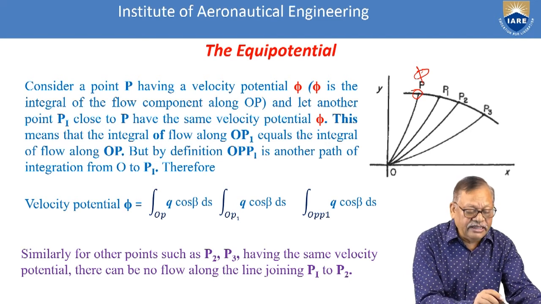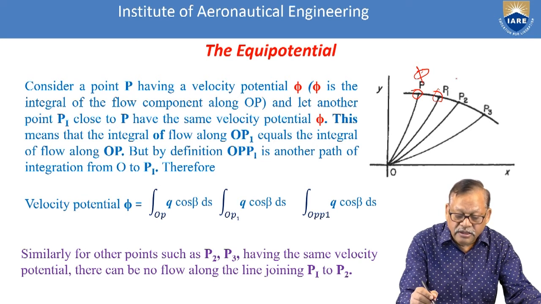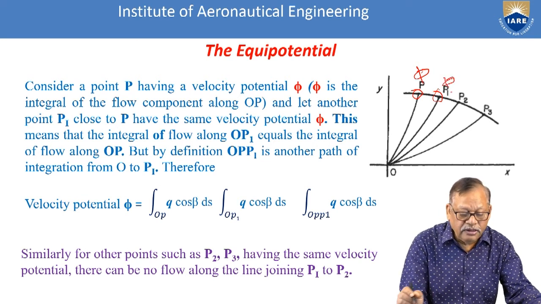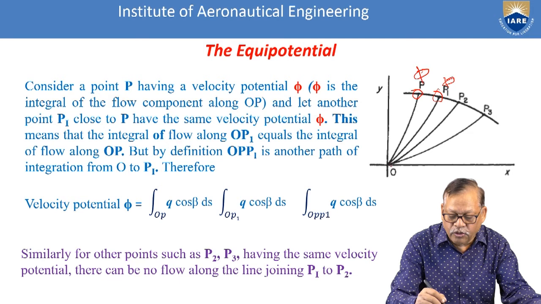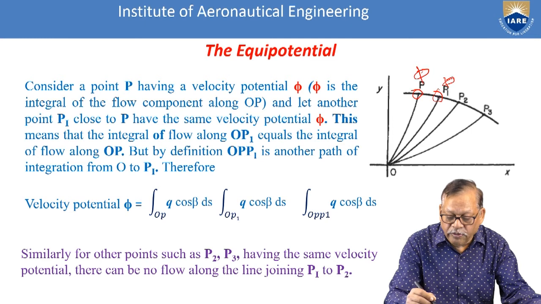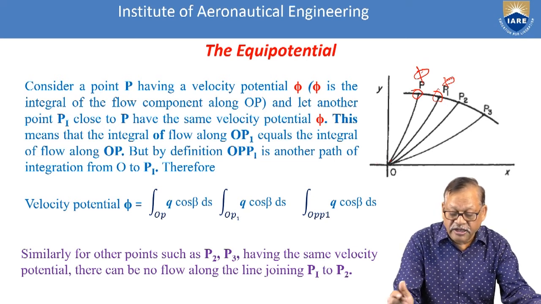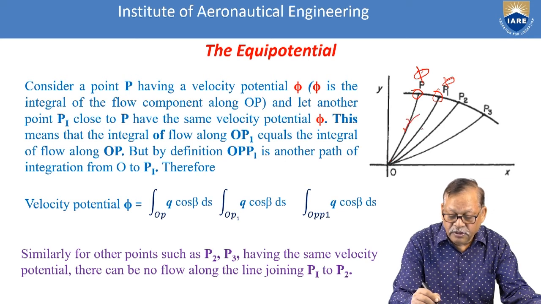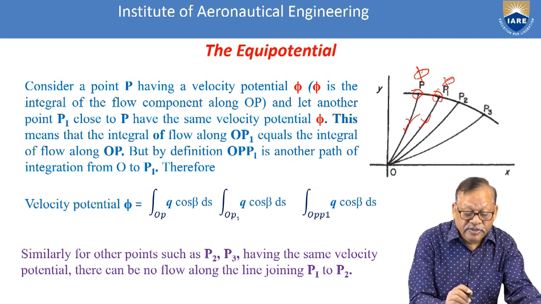Let another point you consider be P1, whose velocity potential is also phi. Then what will happen? We know that if we integrate from O to P or O to P1, it will remain the same. If I go from O to P1, P1 to P, and P to O, it will become 0. That means there is no flow between P and P1.